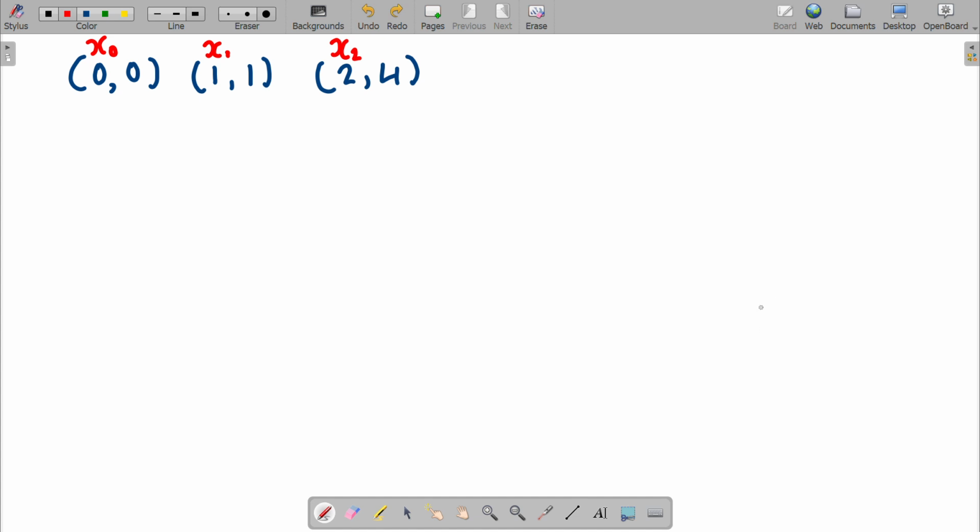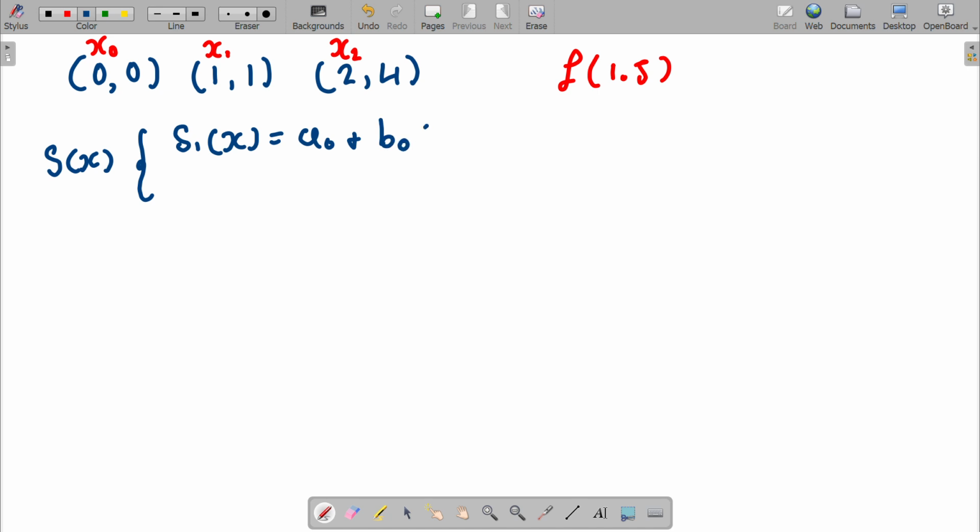So how do we go about approximating f of 1.5, because that's what the question is asking us to do? One thing you have to do right now is come up with a set of piecewise functions. The way we are going to illustrate this is we can say our s of x can be this set of quadratic splines. So this is going to be s sub 1 of x, which is equal to a naught plus b naught times x plus c naught times x squared. Then you have another one, s sub 2 of x, which will be equal to a sub 1 plus b sub 1 x plus c sub 1 x squared.